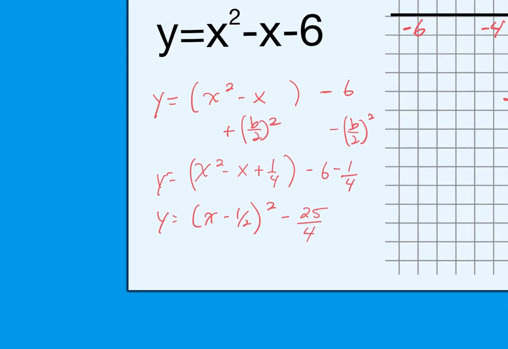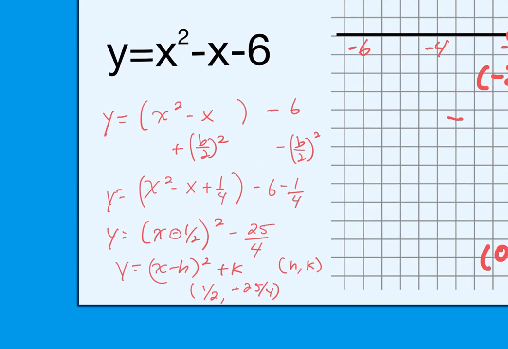Now, what is the vertex? Well, the vertex form is y equal to x minus h squared plus k. h, k is going to be the vertex. So that negative is already in the equation. So the vertex is going to be 1/2, comma, negative 25 over 4. Let's go back over here.